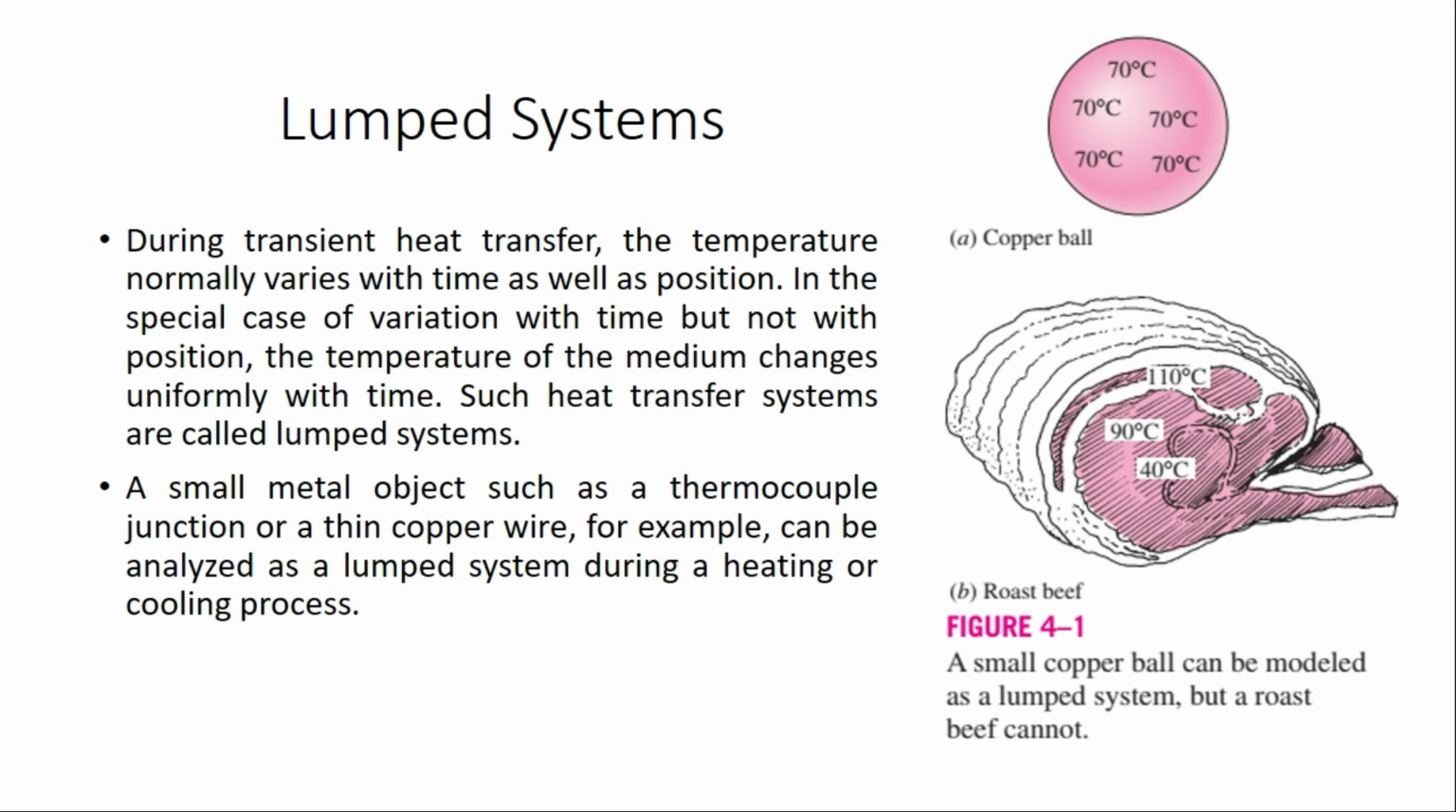Before presenting a certain criterion about the applicability of the lumped system analysis, we develop a formulation associated with it. In order to understand simply what a lumped system is: during transient heat transfer, the temperature normally varies with time as well as position. In the special case of variation with time but not with position, the temperature of the medium changes uniformly with time. Such heat transfer systems are called lumped systems. A small metal object such as a thermocouple junction or a thin copper wire, for example, can be analyzed as a lumped system during a heating or cooling process.